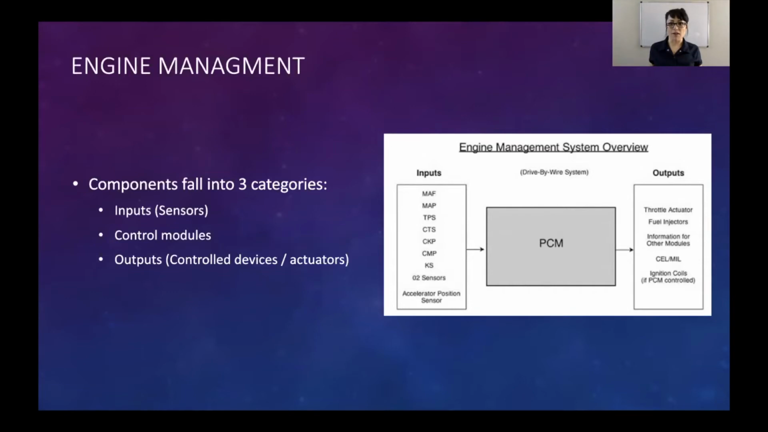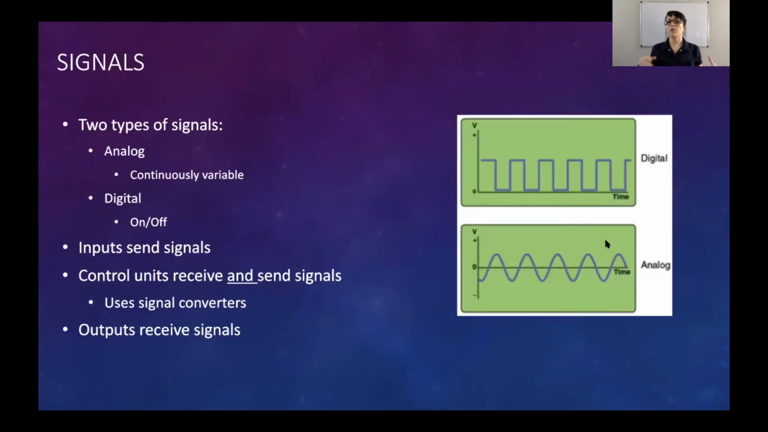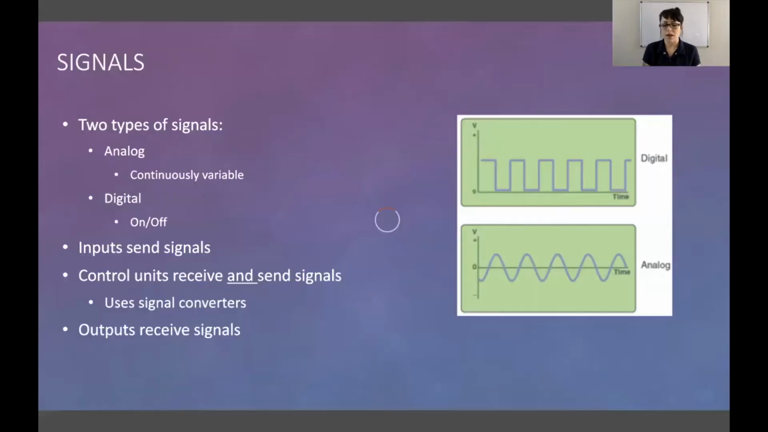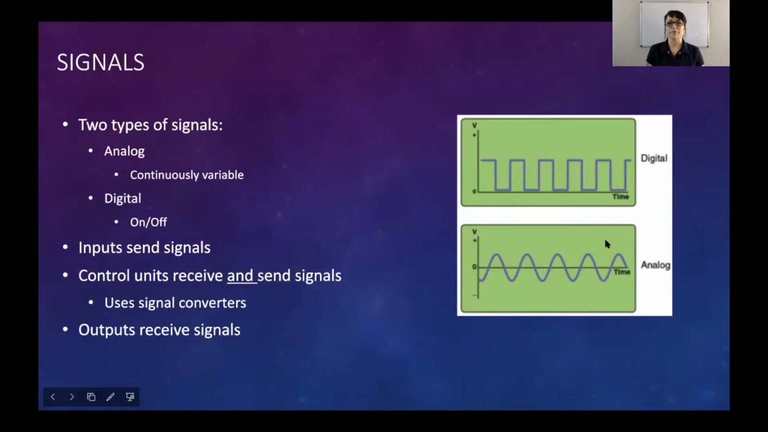Signals. Now, before we get into inputs, outputs, control modules, it's important to know how they communicate, because they're not communicating based off of the same language that we communicate off of. Instead, they communicate off of particular types of signals. Now, inputs, control modules, and outputs are always dealing with two different types of signals. We've got either an analog signal or a digital signal. This is very different from AC and DC.